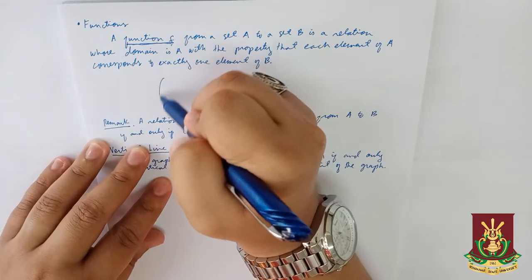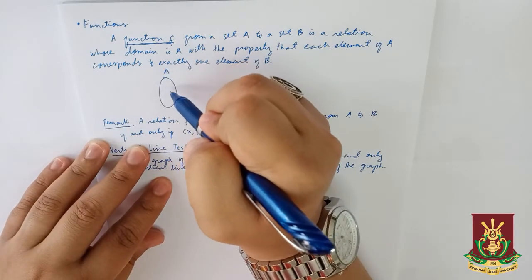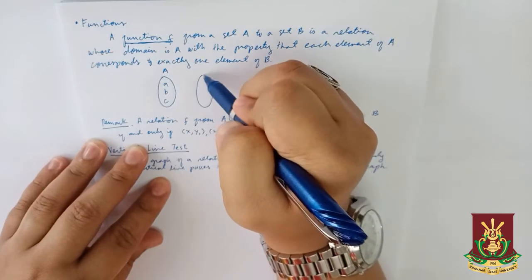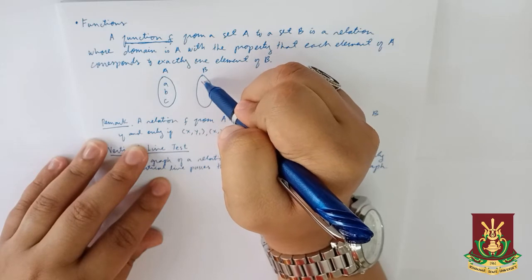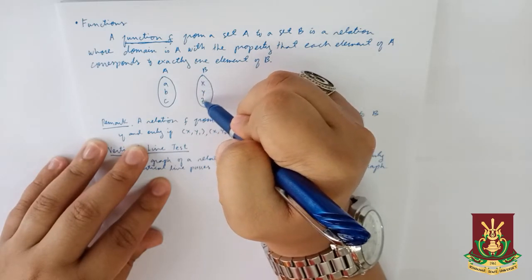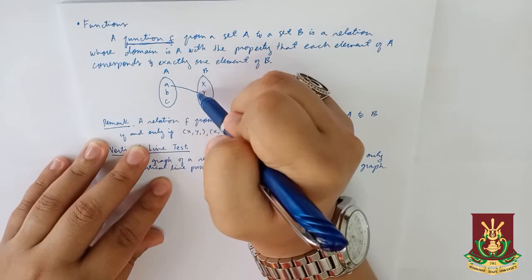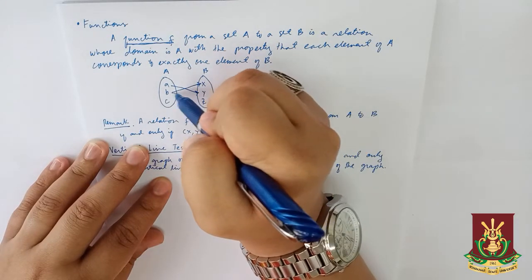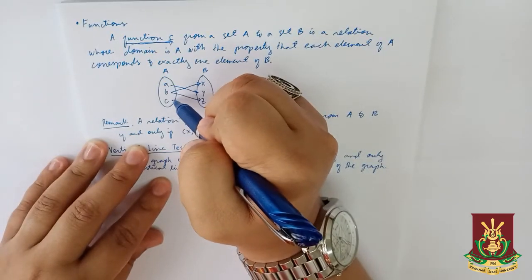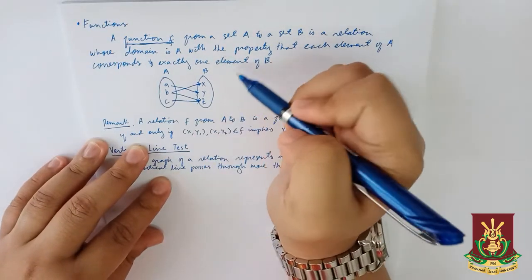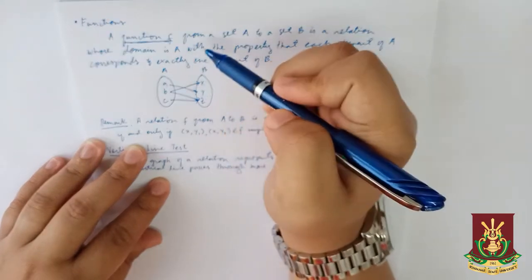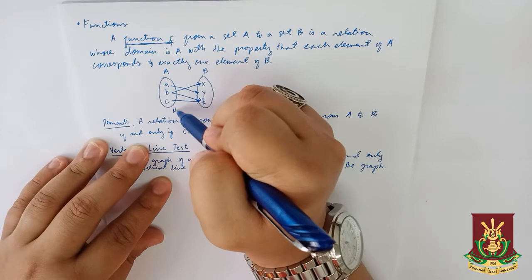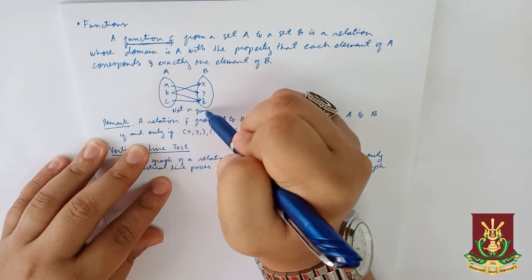So suppose we have here a set A with elements a, b, and c, and another set B whose elements are x, y, and z. If a is mapped to y, b is mapped to x and z, and c is mapped to z, clearly this mapping does not satisfy the definition. Thus, this is not a function.